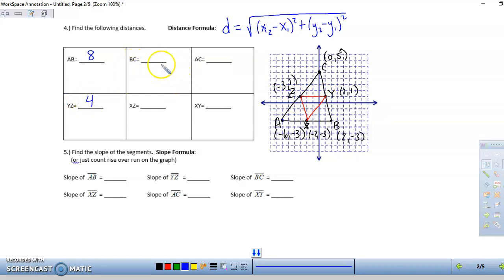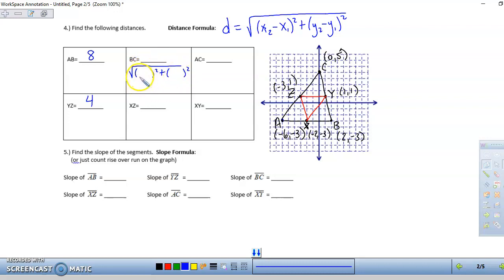So if I have BC, BC is not a horizontal or a vertical, so I'm going to need to use the distance formula, which is very similar to the Pythagorean theorem. So what you're going to do is do the square root of, and if you did the whole formula, I'm going to talk you through these 2 pieces here.